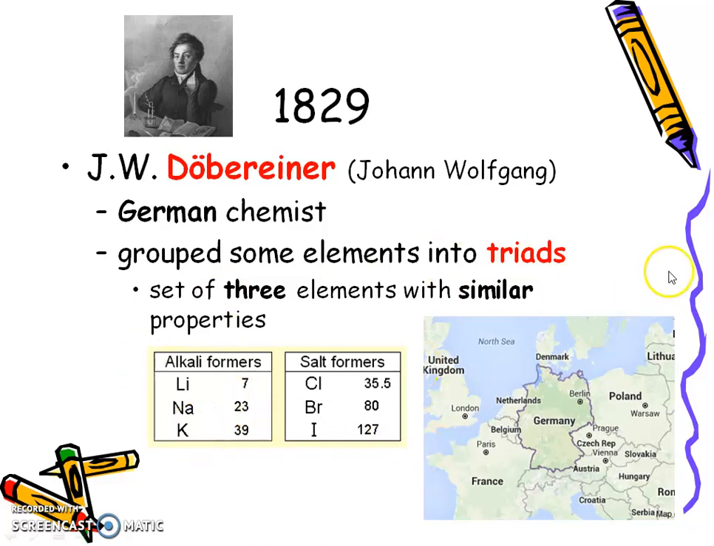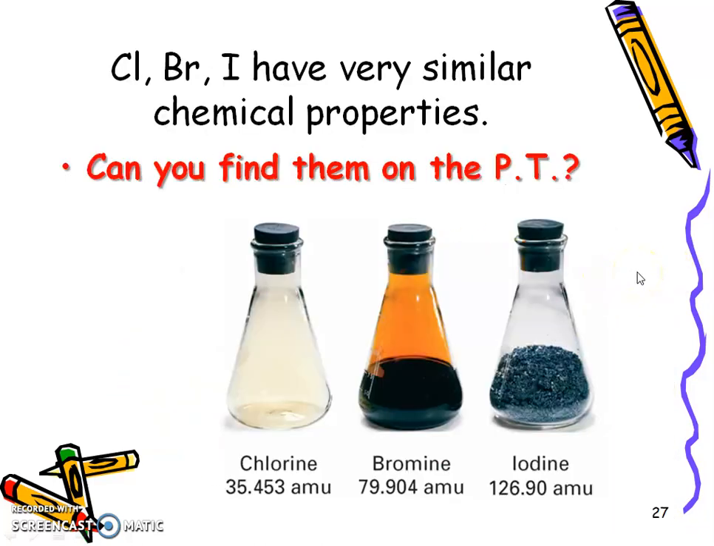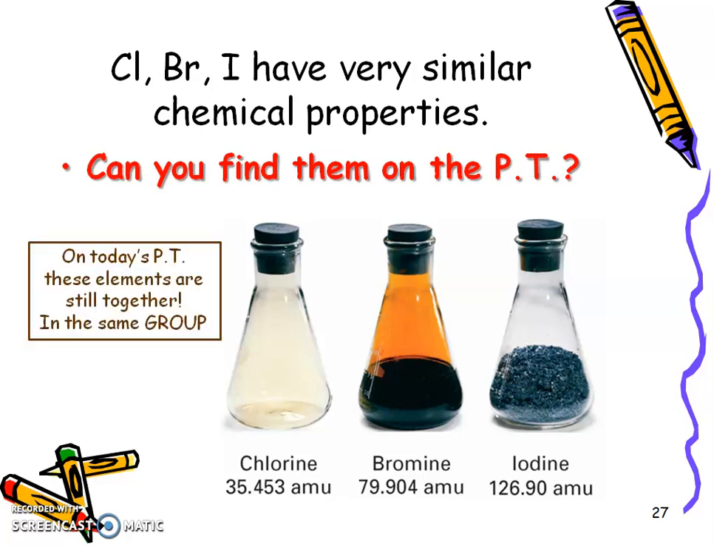because they have similar properties. So if you look at chlorine, bromine, and iodine, can you pause the video, pull out your periodic table, and find them on the periodic table? Okay, so hopefully you paused the video and found them on the periodic table. They should be in group 17. They're in the same group. So he put them together as a triad, meaning 3.